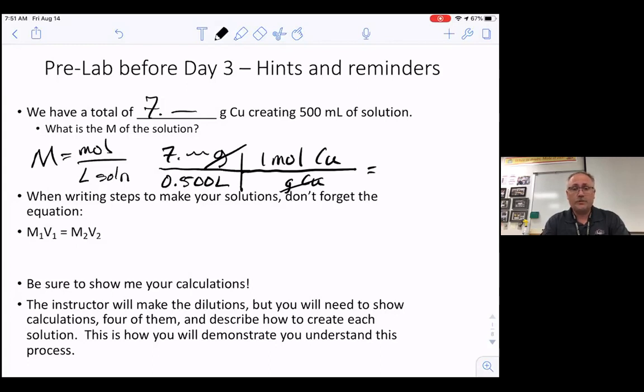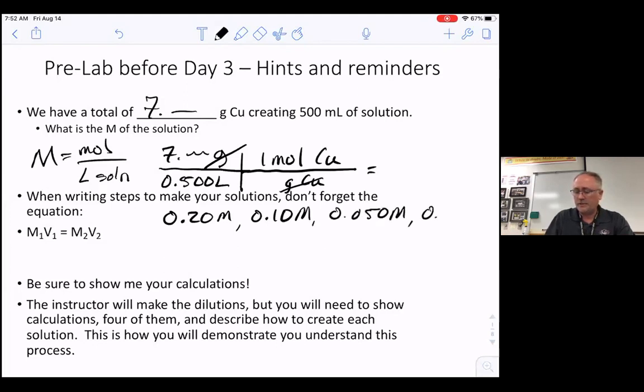Then what you're going to have to do is take dilutions of that. So you're going to take your stock solution and dilute it to 4 different concentrations. The first one being 0.20 molar, another one being 0.10 molar, another being 0.050 molar, and the last one I believe was 0.025 molar. So you'll need to show how to do that.